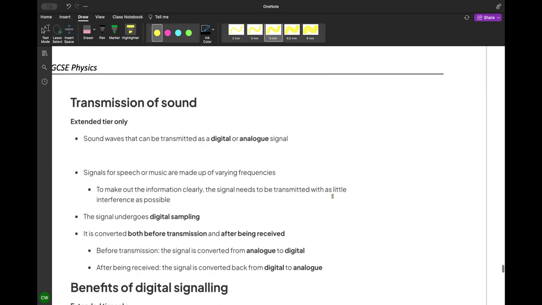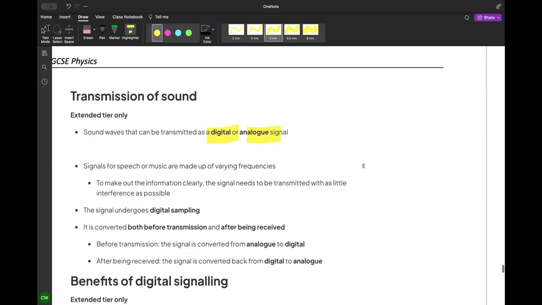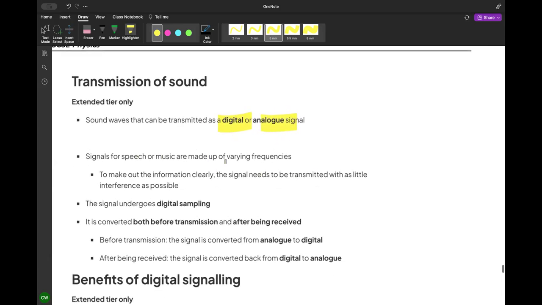Sound wave can be translated into the digital and analog form. Signal for speech made of different frequency. So you need to do sampling. It's converted before and after. Before conversion, analog to digital. After receive, digital back to analog.